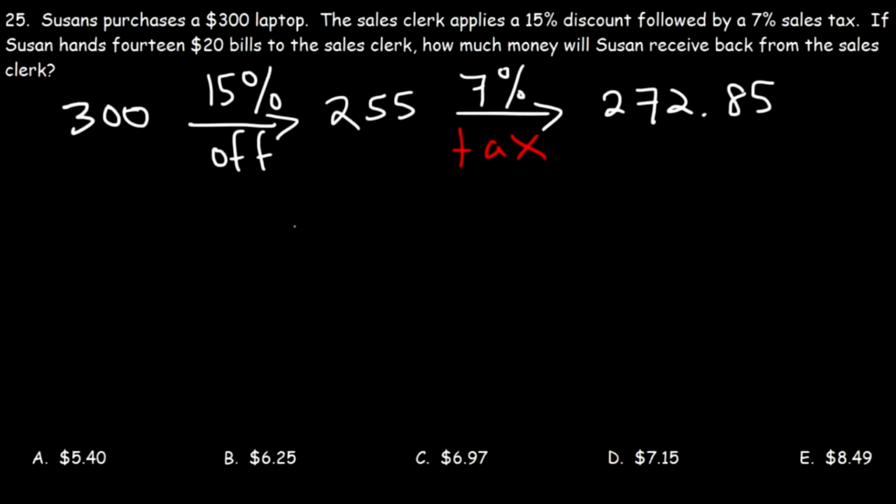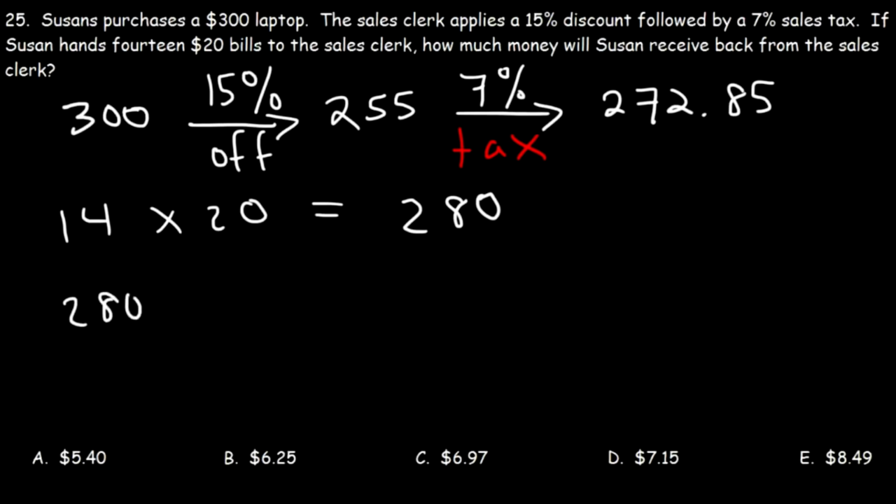Now, Susan hands 14 $20 bills. So how much money does Susan give to the sales clerk? What is the value of 14 $20 bills? So what's 14 times 20? We know that 5 20s is 100, 10 20s is 200, and 4 20s is 80, so this is going to be 280. 14 times 2 is 28, so you just add the 0, you get 280. So she gives the sales clerk 280, and the price is $272.85. So the amount that she's going to receive back is the difference between these two numbers.